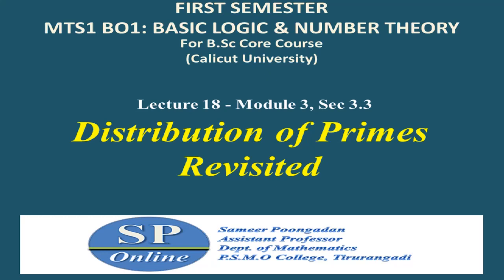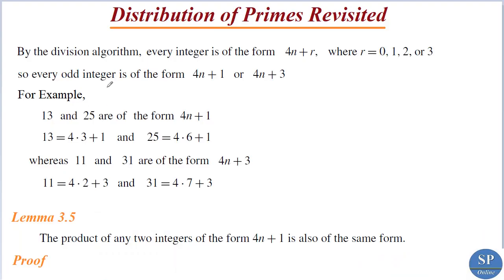Hello everyone. In this lecture we will discuss the infinitude of primes of the form 4n plus 3. By the division algorithm, every integer can be written in the form 4n plus r, where r equals 0, 1, 2 or 3. For example, if n equals 0, then r equals 0 means 0, r equals 1 means 1, r equals 2 means 2, and r equals 3 means 3.